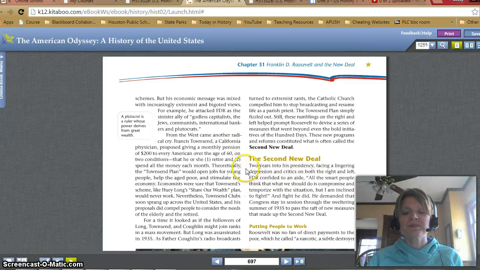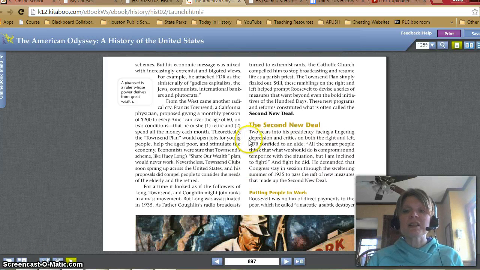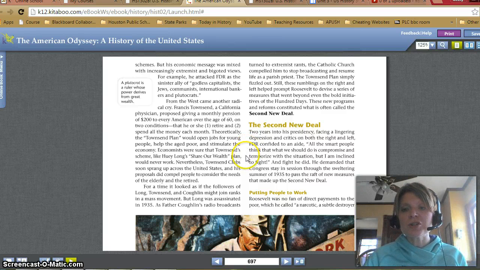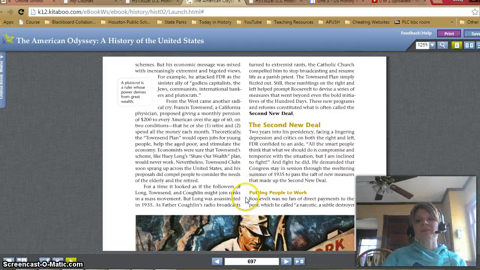The Second New Deal. Two years into his presidency, facing a lingering depression and critics on both the left and right, FDR confided to an aide, "All the smart people think that what we should do is compromise and temporize with the situation, but I am inclined to fight." And fight he did. He demanded that Congress stay in session through the sweltering summer of 1935 to pass the raft of new measures that made up the Second New Deal.